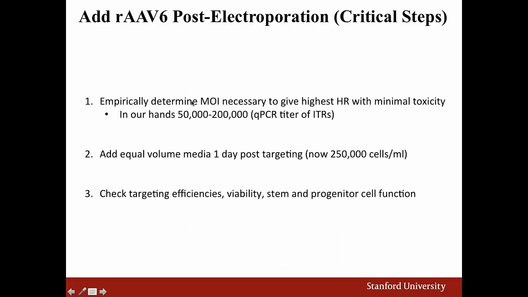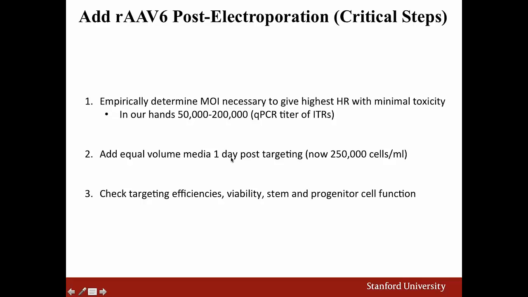And so one of the tips is, I think you really need to empirically determine the MOIs necessary to give you the highest HR with minimal toxicity. So in our hands, it's 50,000 to 200,000 multiplicity of infection using qPCR of ITRs.